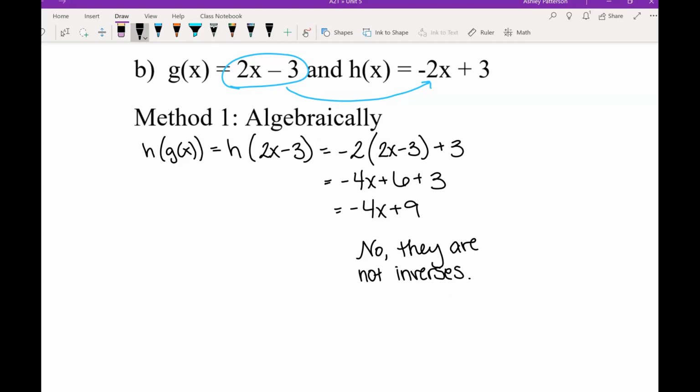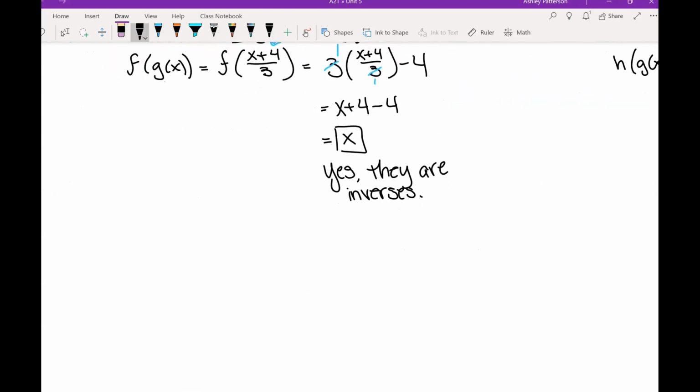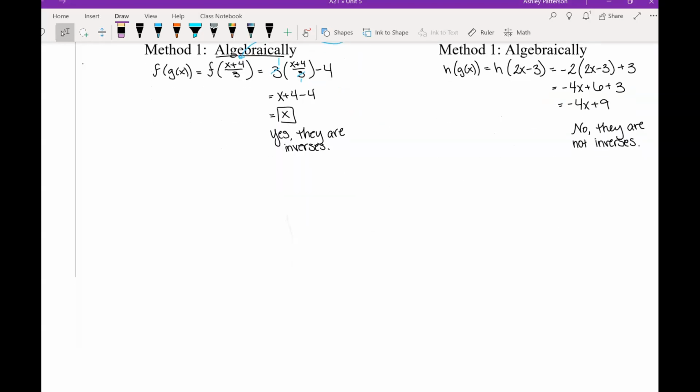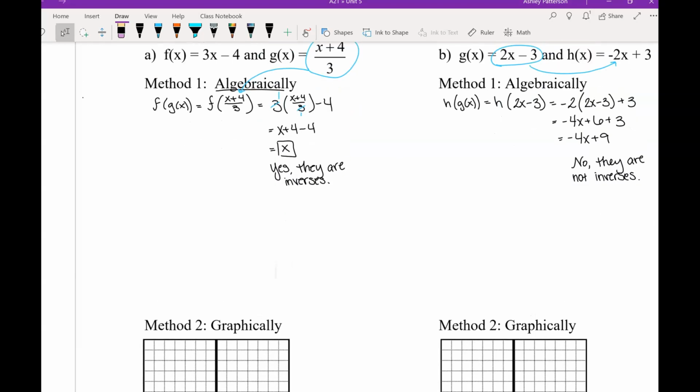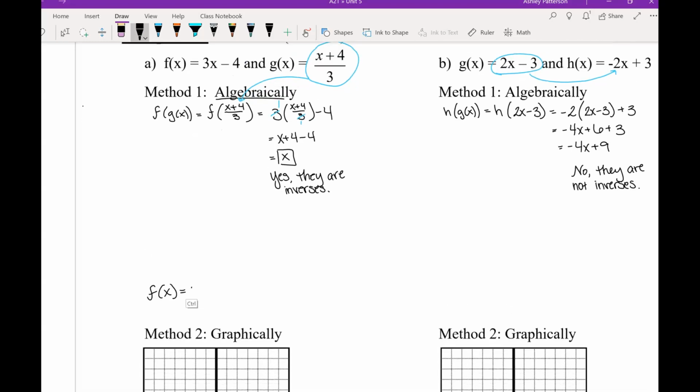All right, so that's algebraically. Well, what about graphically? Let's look at method number 2. Now, we already know through method 1 that example A, they are inverses. But let's test it graphically. Who knows? Maybe our algebra was wrong. So I'm going to rewrite down here just because I want to expand my screen a little bit. That way we can see.